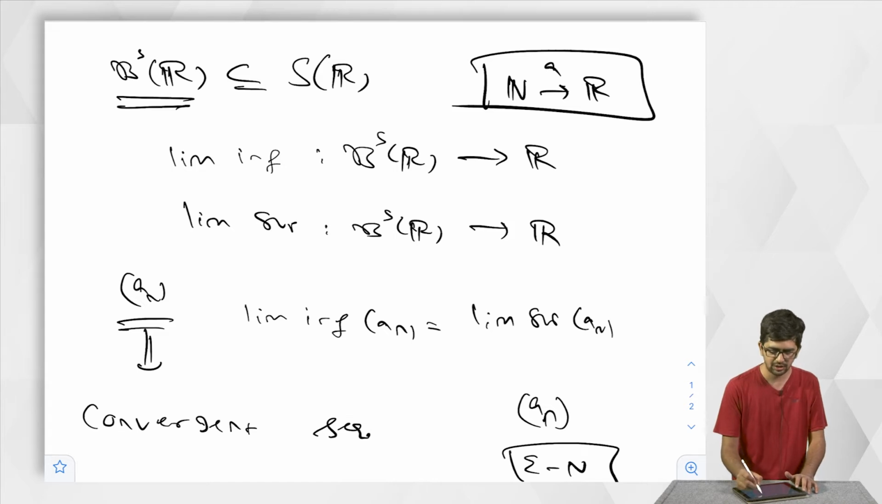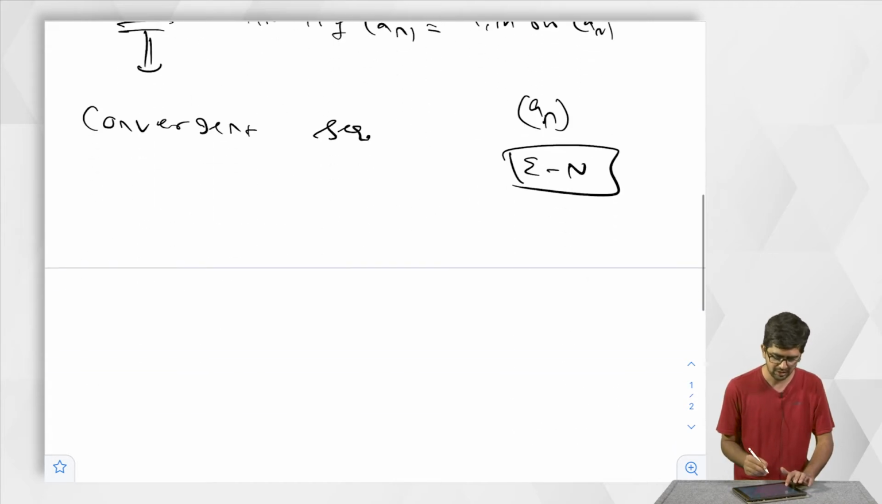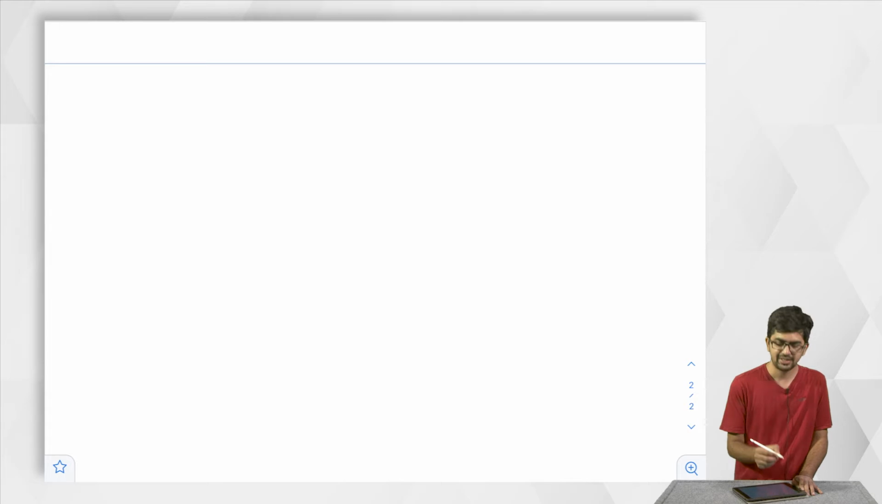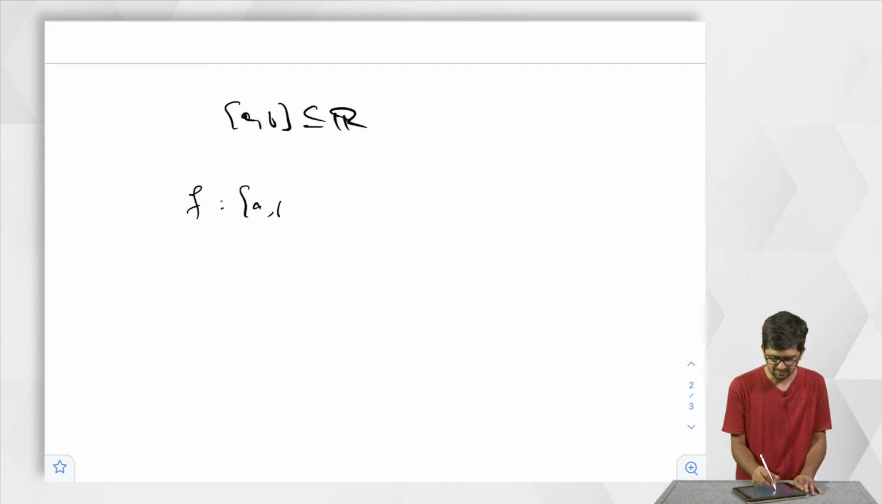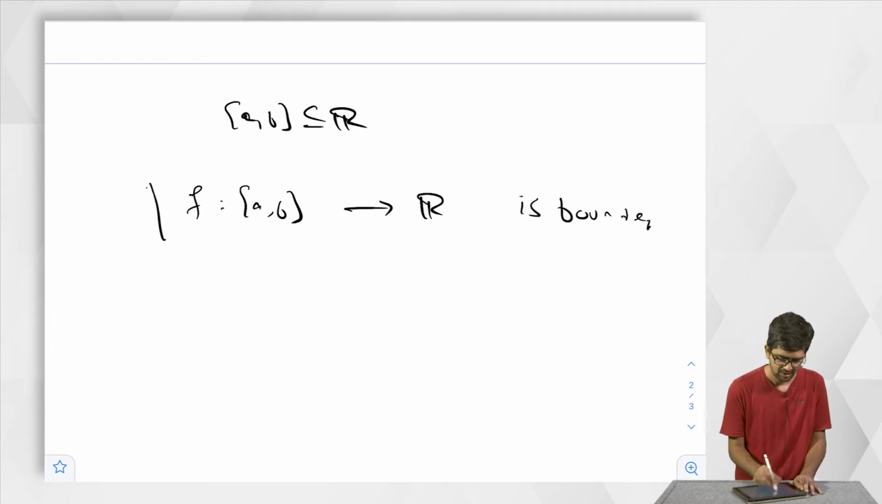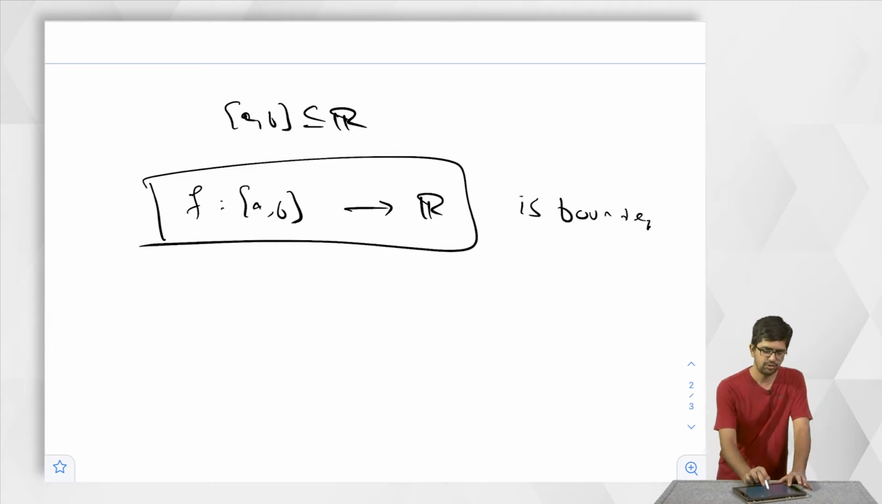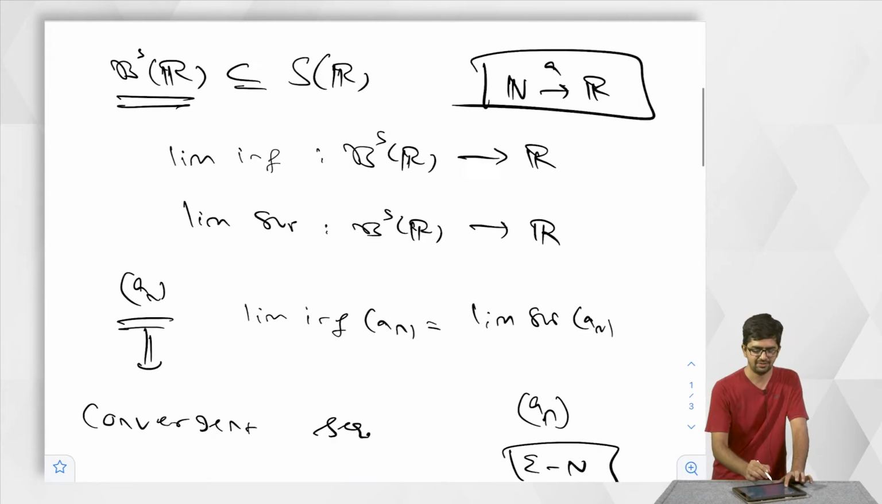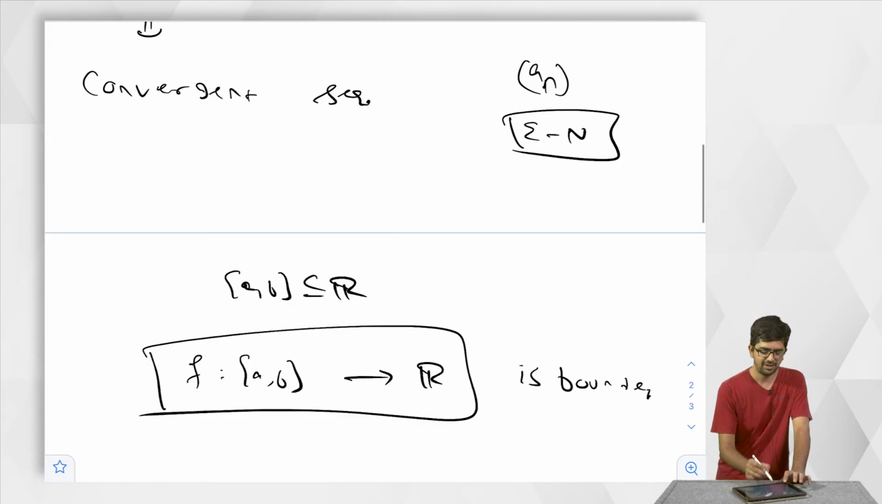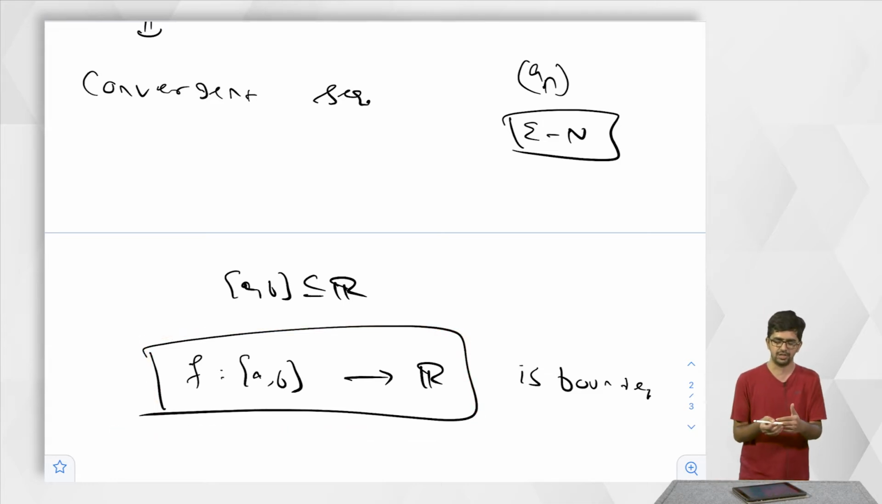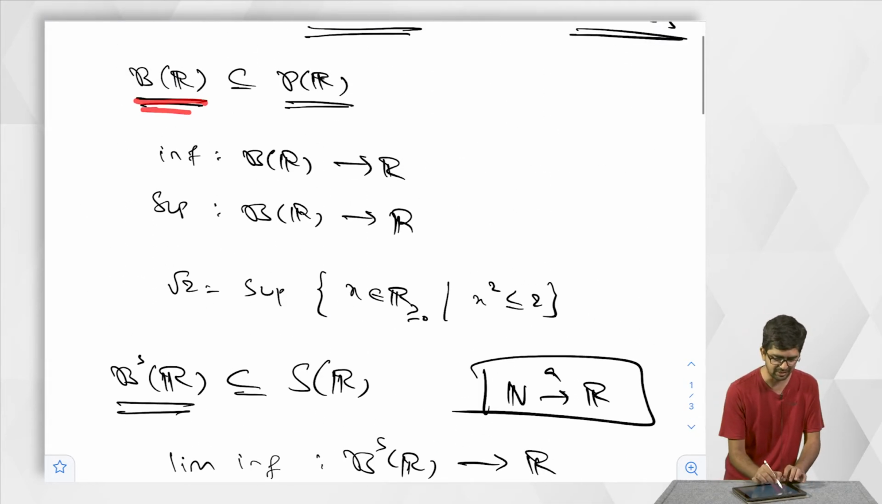Here we were focusing on the case where the domain is N. So let us extend the idea to a more general subset of R. Let us take a, b subset of R, and f from [a, b] to R is bounded. The previous experience says it is better to start with bounded sequences in the case of lim-sup. In the case of functions, it is better to start with the function being bounded.